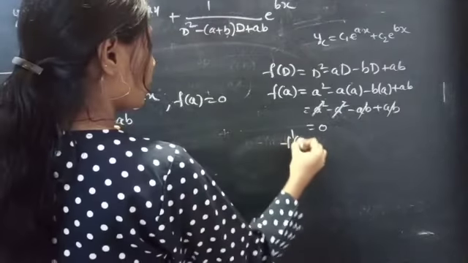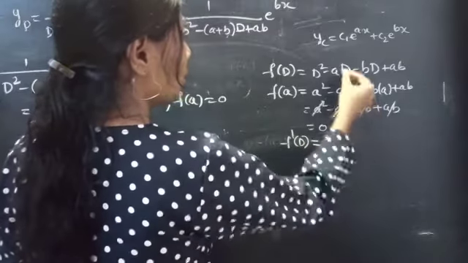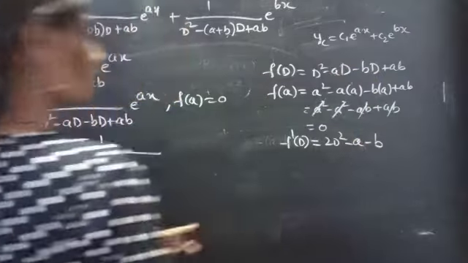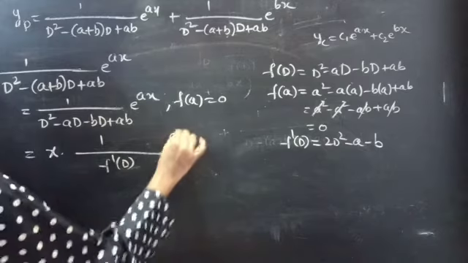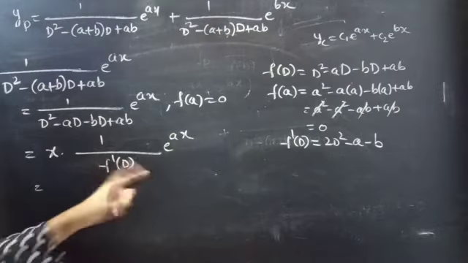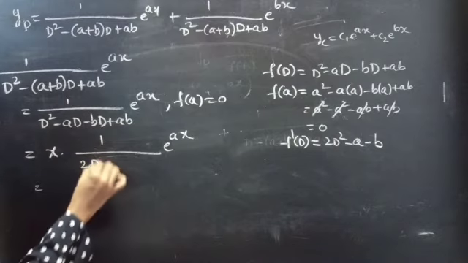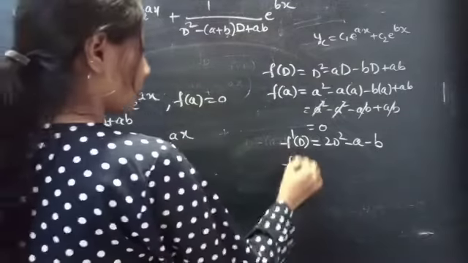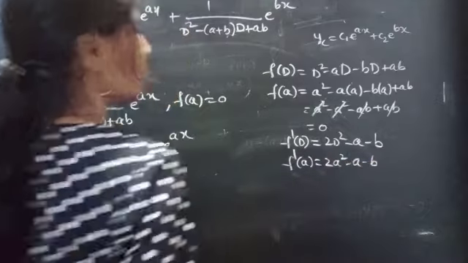That is f dash of D is 2D, derivative of this one is 1 minus a, and minus b. So you'll find f dash of D into e power ax. Just to show, I wrote f dash of D. You can just write directly 2D minus a minus b. Now we'll see, we'll find f dash of a. You'll get 2a minus a minus b.